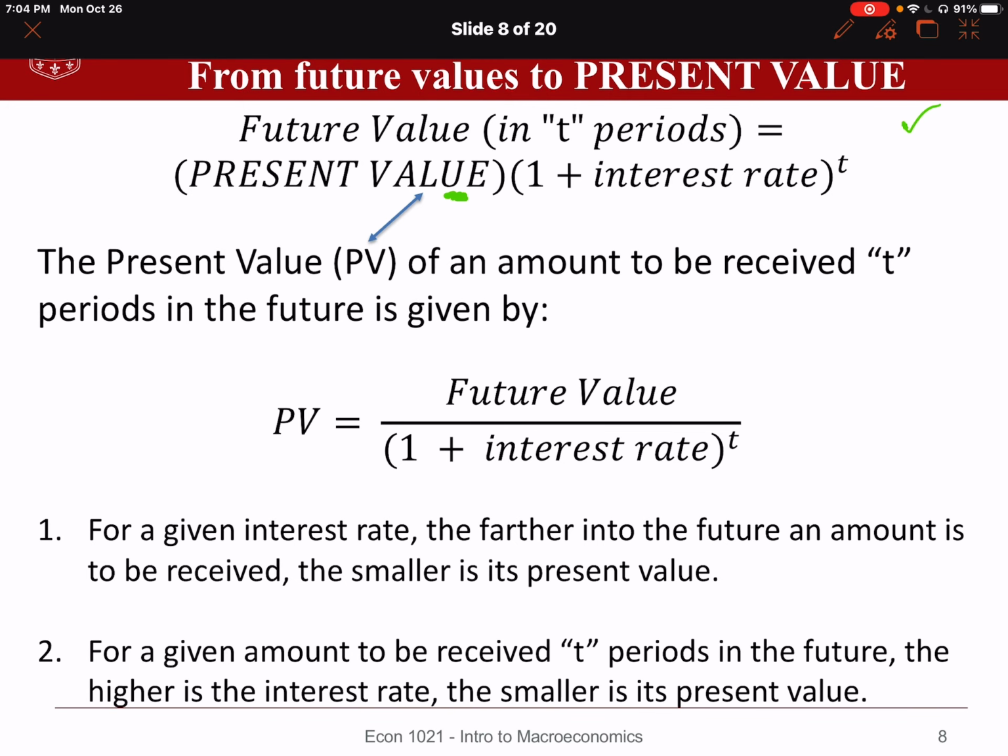So our second comment here is that for a given amount to be received T periods into the future, the higher is the interest rate, the smaller is its present value. This relationship is going to be the one that we exploit when we ultimately derive the investment demand schedule. So again, let's think about this one.